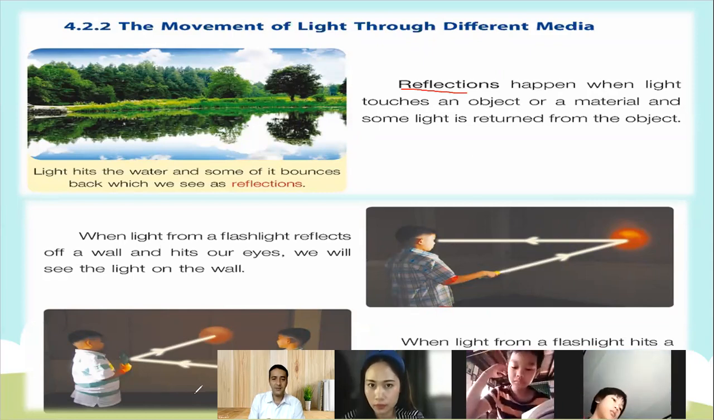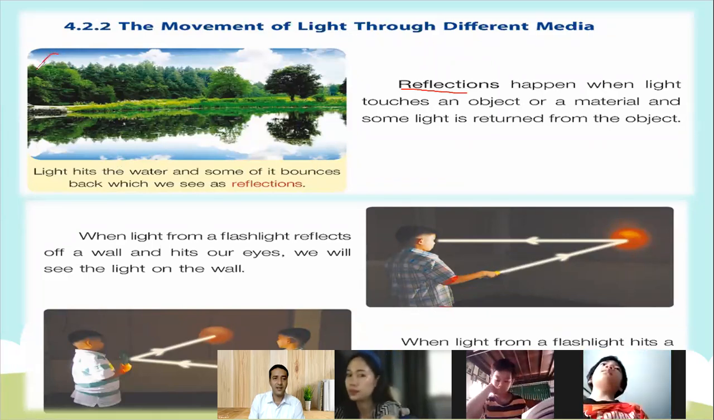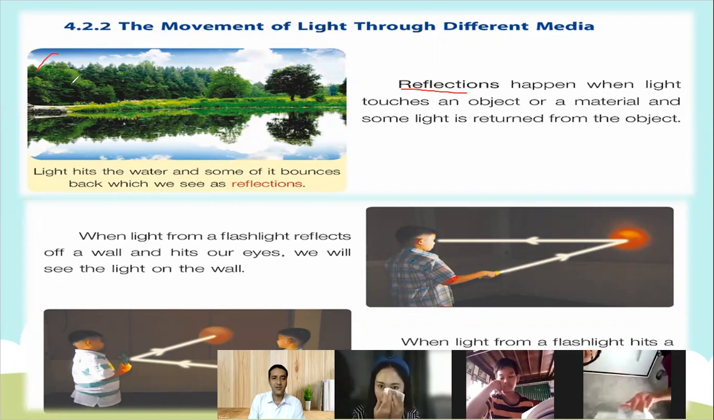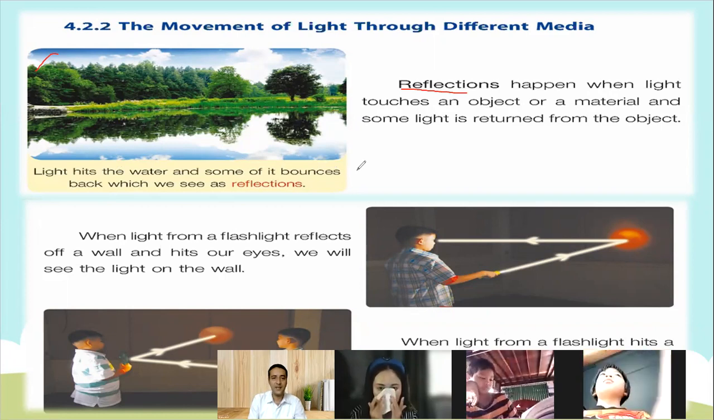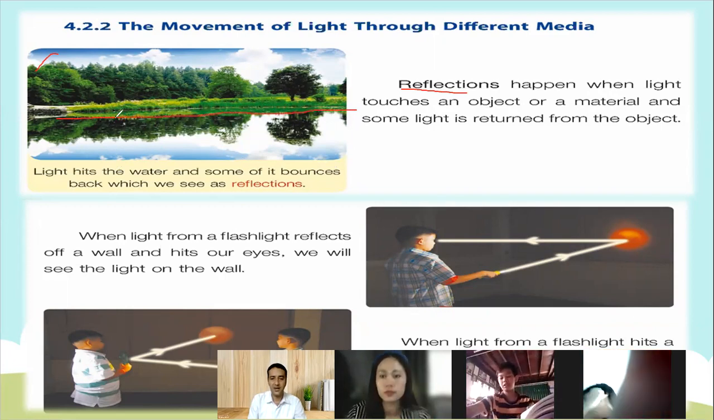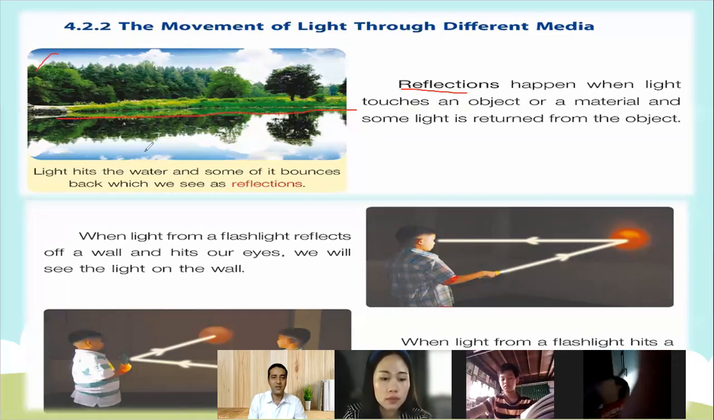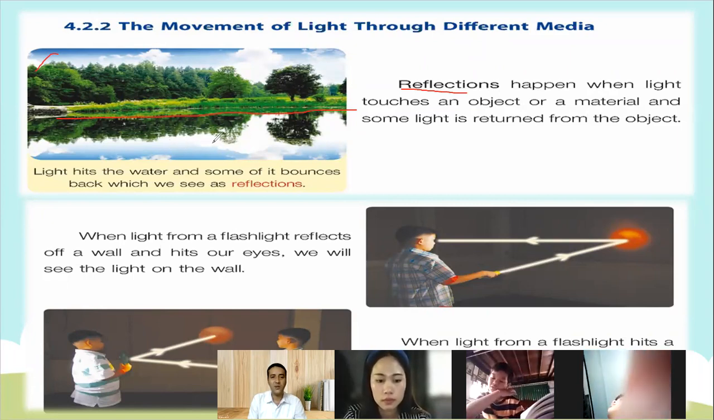Here in the picture, you can see the scenery, right? When the light strikes, it hits the water and some of it bounces back. Above this line you can see the scenery, and here you can see the water. When the light hits the water and some of it bounces back, we see a similar scenery in the water. This is the reflection of light.